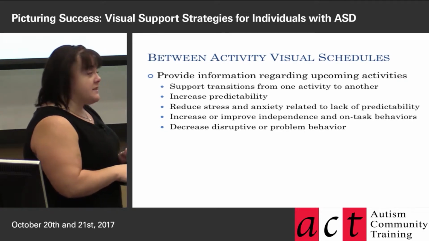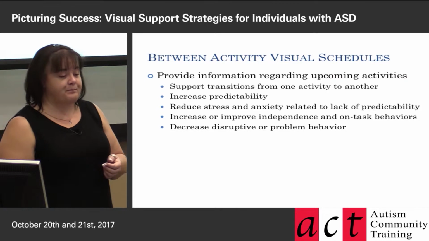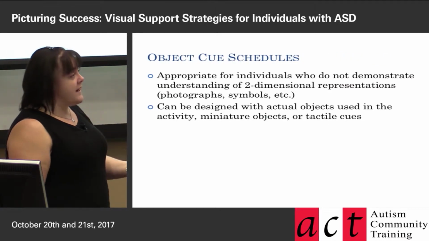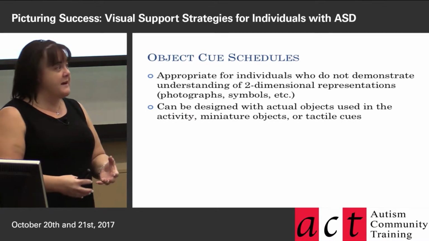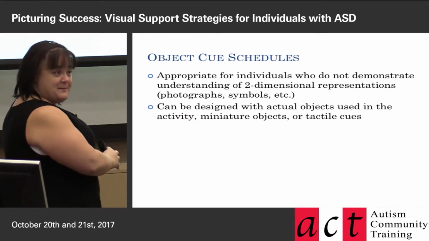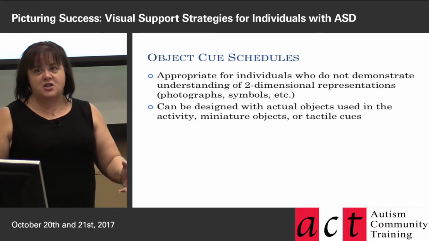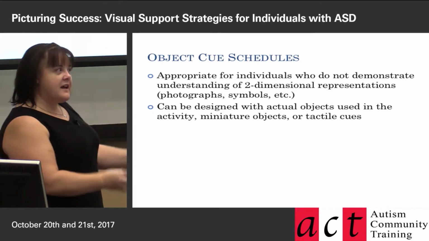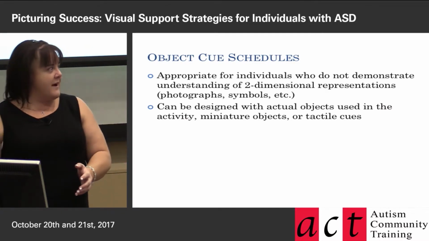And then for some individuals, it can decrease disruptive or problem behavior, because they know what's gonna happen. So, different ways that this can look. If you have an individual who requires three-dimensional objects, the symbol assessment that we talked about earlier directly relates to what our schedule is going to look like. If I've got a kid who only understands object cues, I'm using object cues for my schedule.